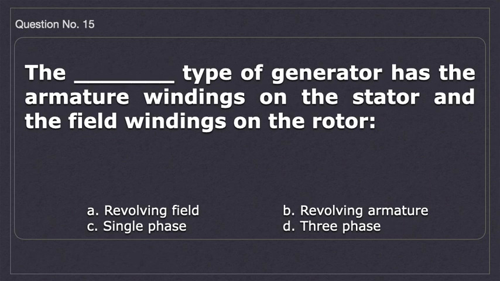Question number 15. The blank type of generator has the armature windings on the stator and the field windings on the rotor. A. Revolving field, B. Revolving armature, C. Single phase, D. Three phase. Answer: A. Revolving field.